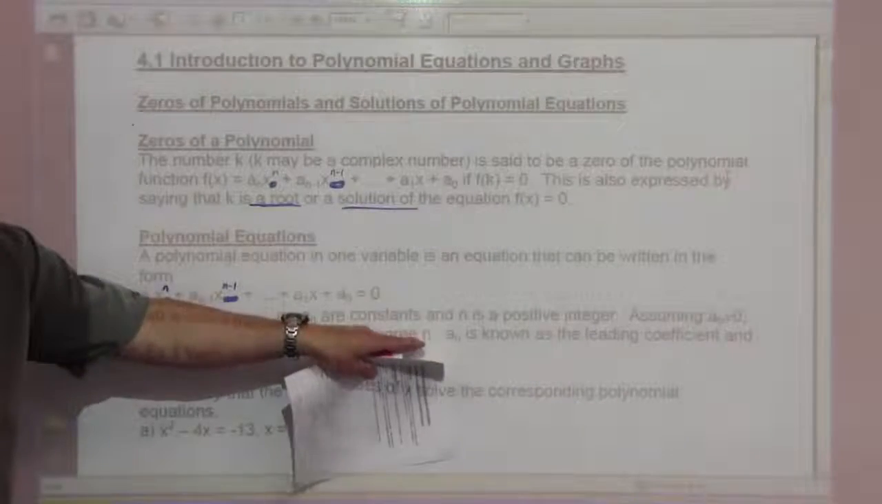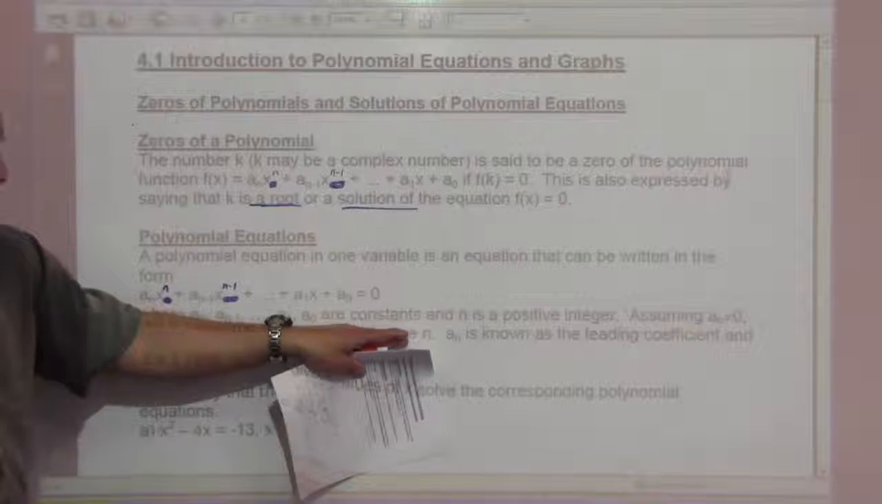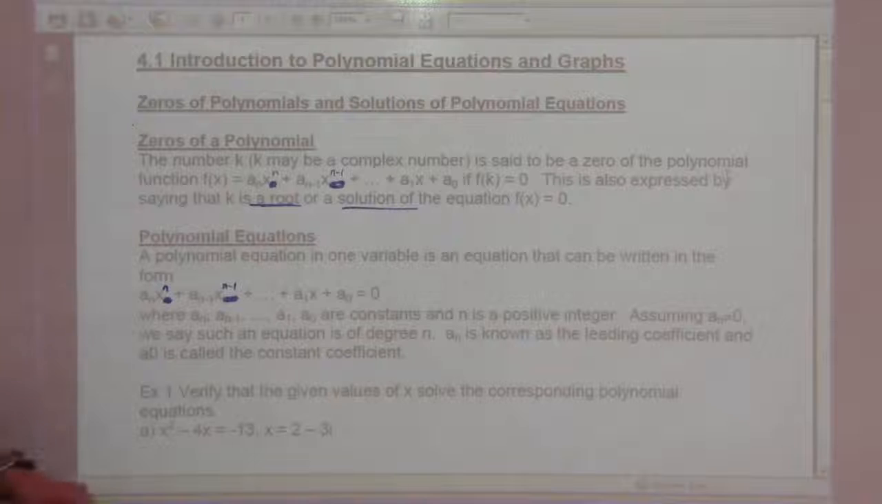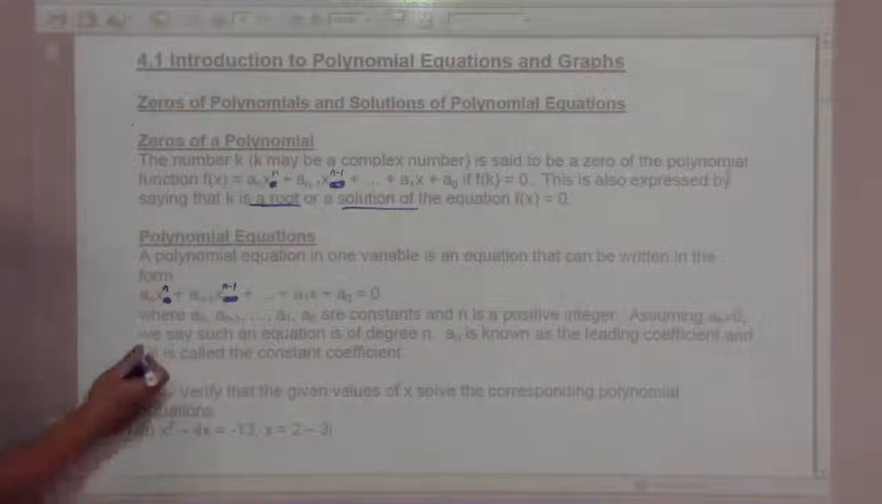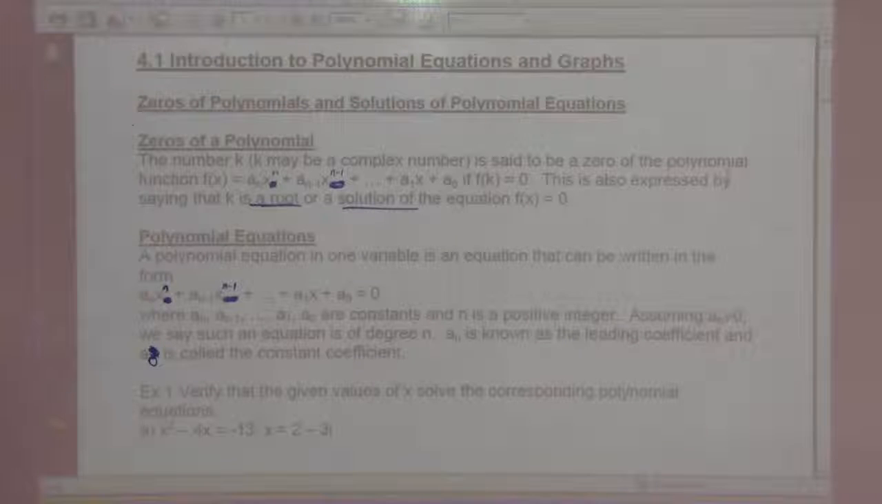Assuming that the leading coefficient is not 0, then a sub n is your leading coefficient. It's degree n. So if it's a3 that's there, it's degree 3. That's the highest. So leading coefficient a sub n, and a sub 0 is a constant coefficient.